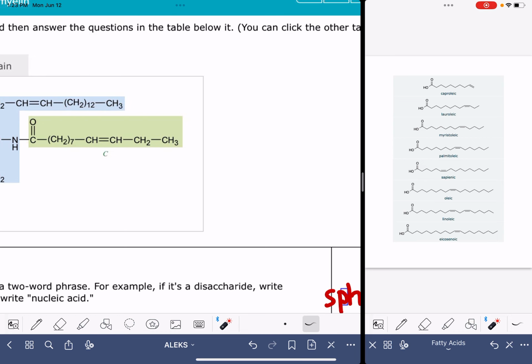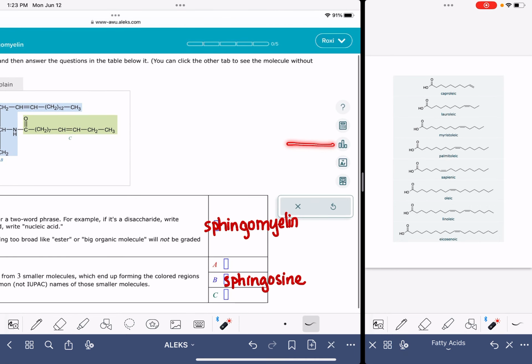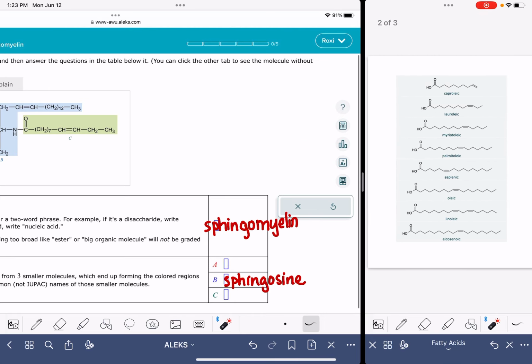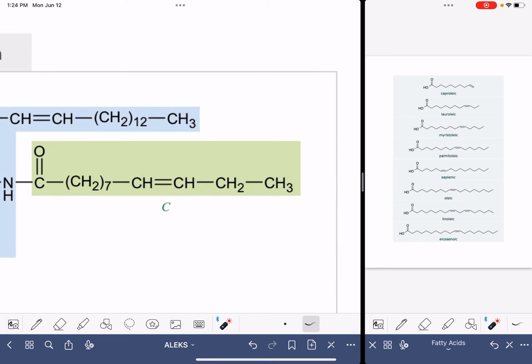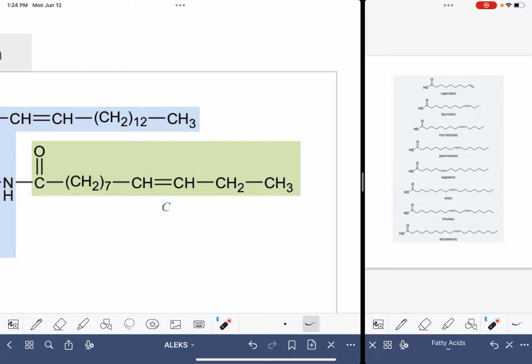a fatty acid. So what you're going to need to do to identify this particular portion is go into the ALEKS data tab. There is a data table full of fatty acids. I've got it copied over here so we can reference it. And what you're going to need to do is match up the carbon skeleton of this portion with the correct fatty acid from ALEKS's data table.